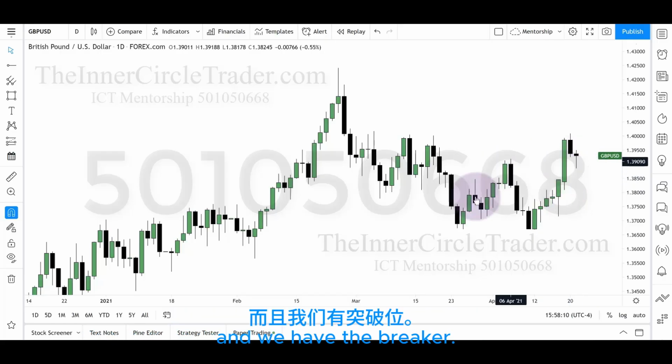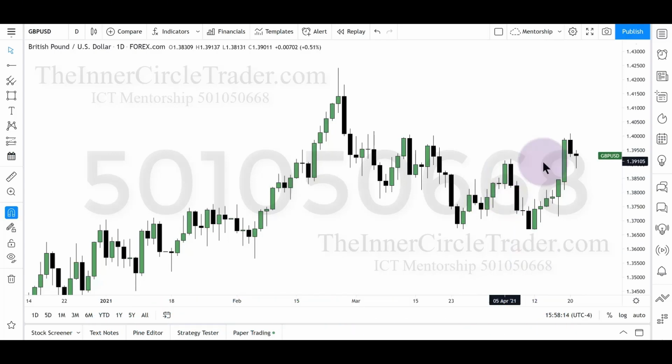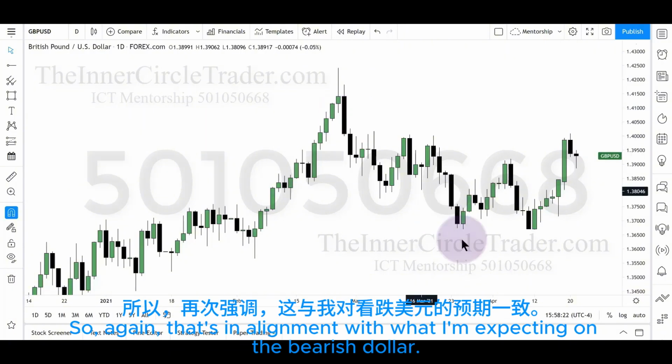And we have the breaker. Okay, so we have this last up close candle extended out in time, traded down to a bullish breaker. So we're going to anticipate continuation on the upside and aim right in here. So again, that's in alignment with what I'm expecting on the bearish dollar.